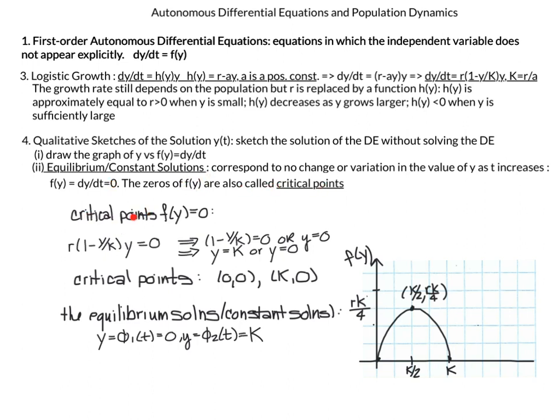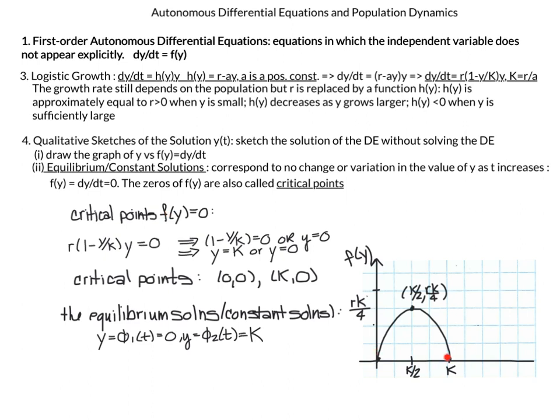So we want to look for critical points. We'll set f of y equal to 0. Here is our f of y: r times (1 minus y over k) times y equals 0. Since this is a polynomial, either 1 minus y over k is equal to 0, or y is equal to 0. Solving gives us y equals k, or y equals 0. Those are our two zeros where f of y equals 0.